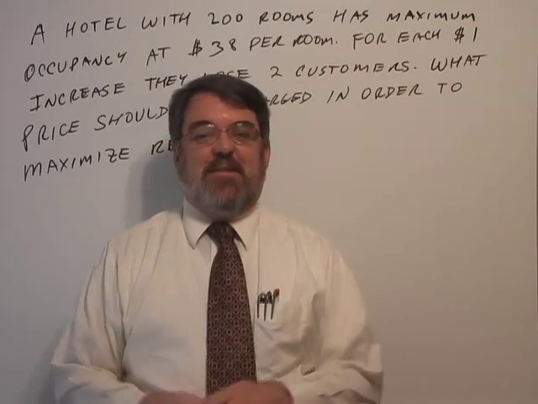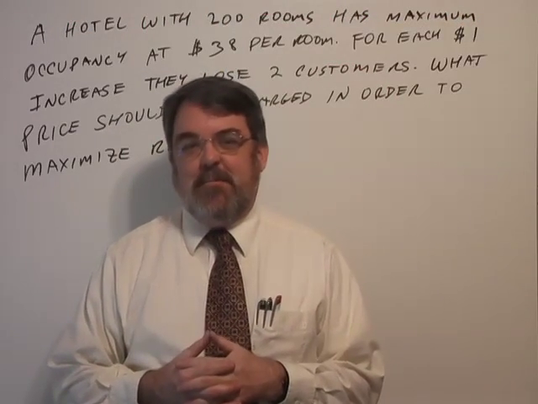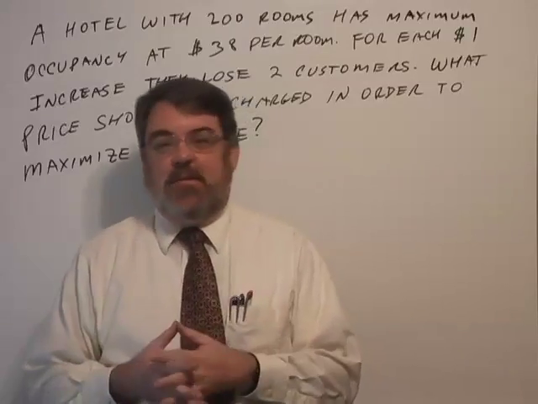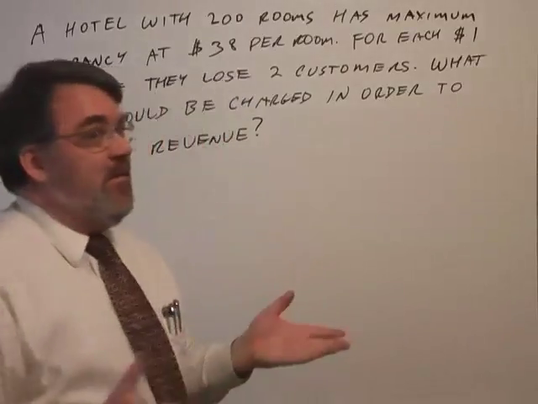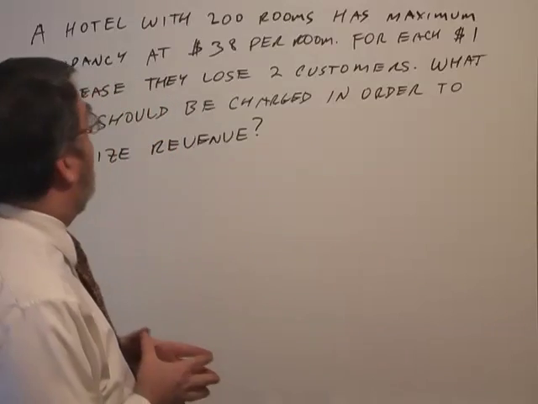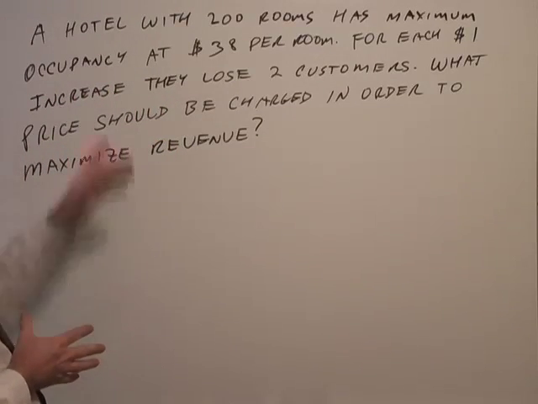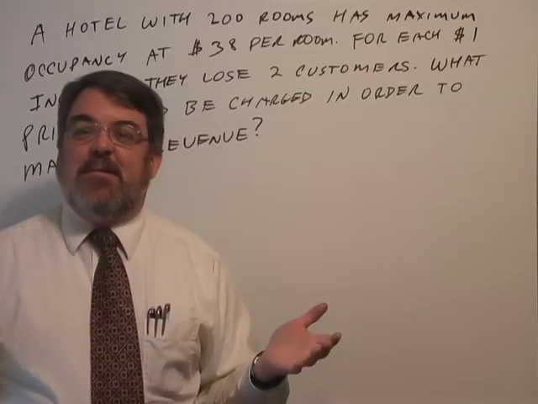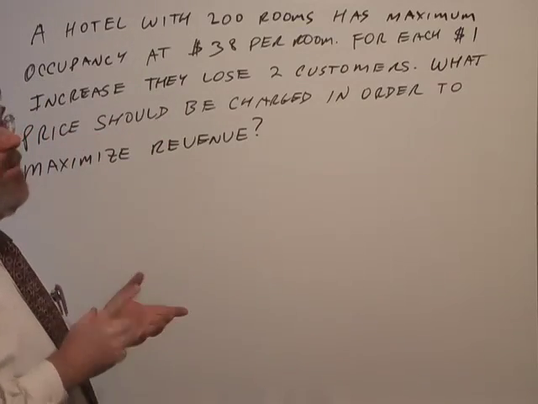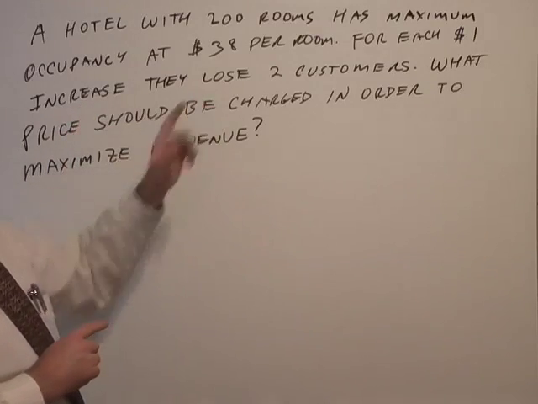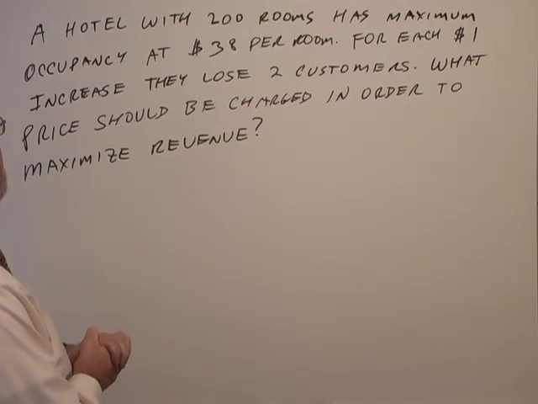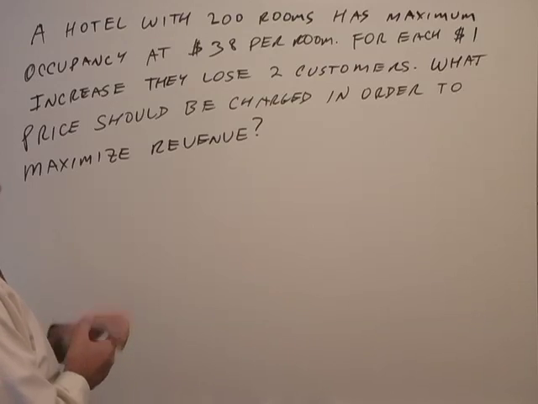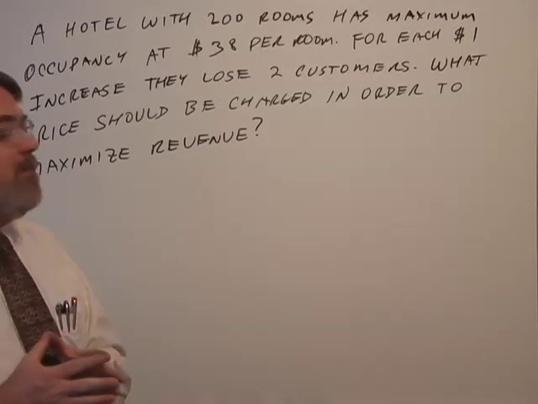Here's another classic type of quadratic function problem, and I haven't worked it out, so I'm not sure what we're going to get here. And this may not be realistic, I just can't tell. But anyway, here's how I stated it. A hotel with 200 rooms has maximum occupancy at $38 per room. In other words, if they charge $38, they'll fill the motel. For each $1 increase, they lose 2 customers. So what price should be charged in order to maximize revenue?